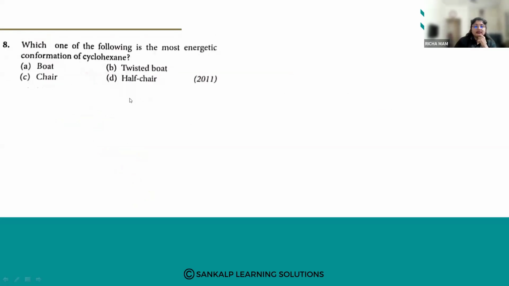Which one of the following is the most energetic conformation of cyclohexane? Most energetic conformation means it should be least stable. Remember that when they ask for the most energetic conformation, it means the least stable. So which is least stable? It is half chair. The least stable and most energetic conformation of cyclohexane is half chair. Remember this.